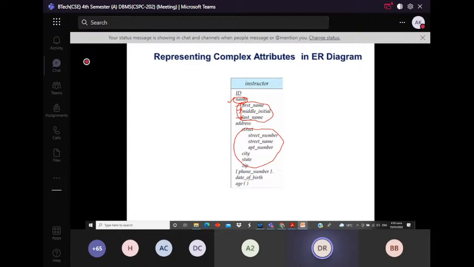So now you can see here one phone number is there and one age is there. What is the meaning of this curly brace and what is the meaning of this round parenthesis? Curly brace means multi-valued attribute. That means the attribute can have more than one value.